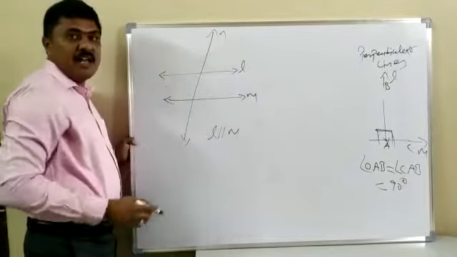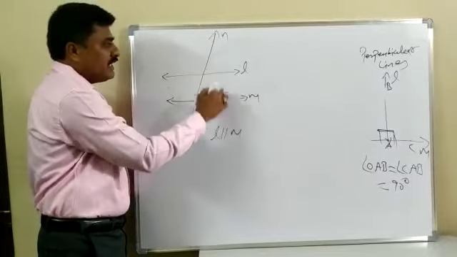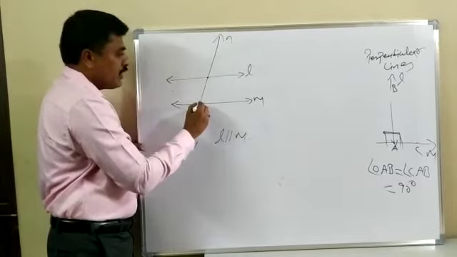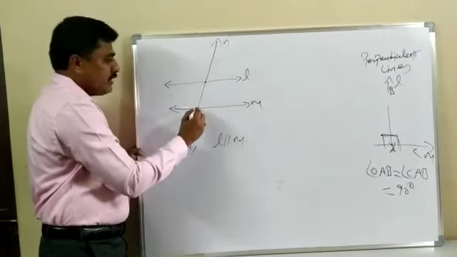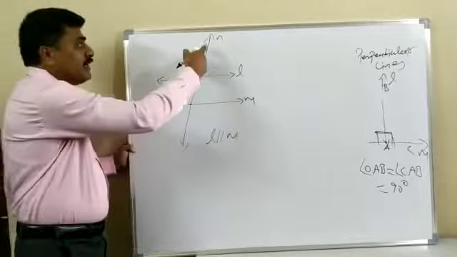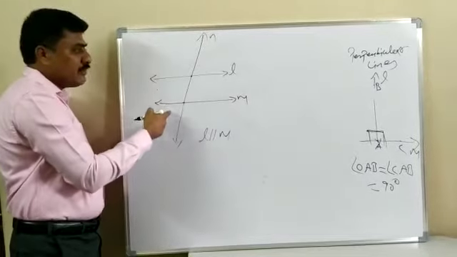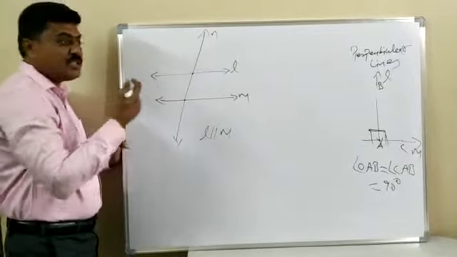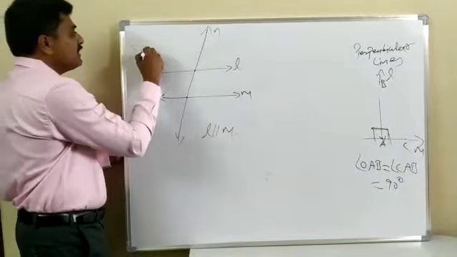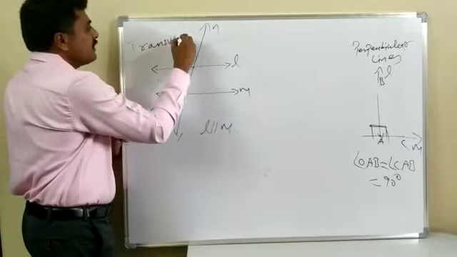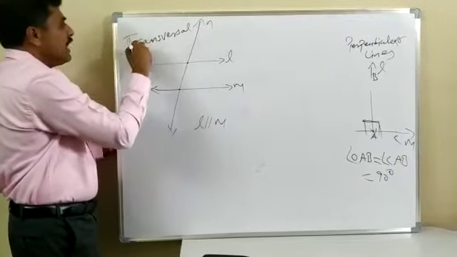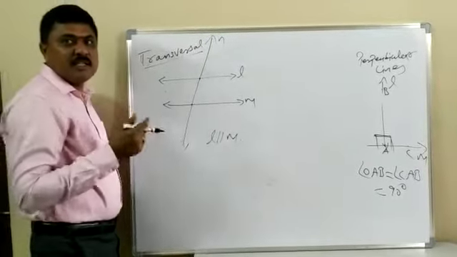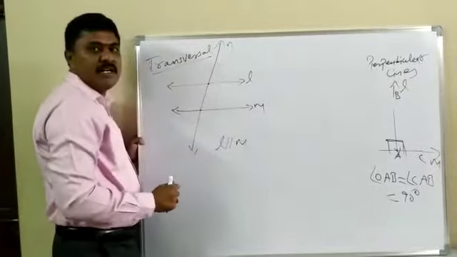Now N is the line which is intersecting both the lines L and M at different points. Here one point and here one point. So L is intersecting here, M is intersecting here. This line N is intersecting the parallel lines at distinct points. Distinct means different points. Such a line is called a transversal. So N is called the transversal, which is intersecting both the lines L and M.